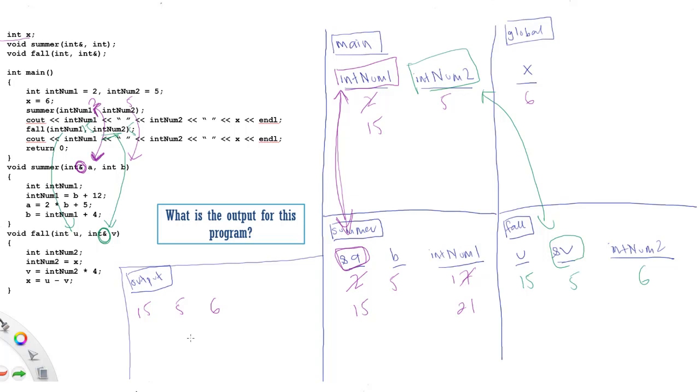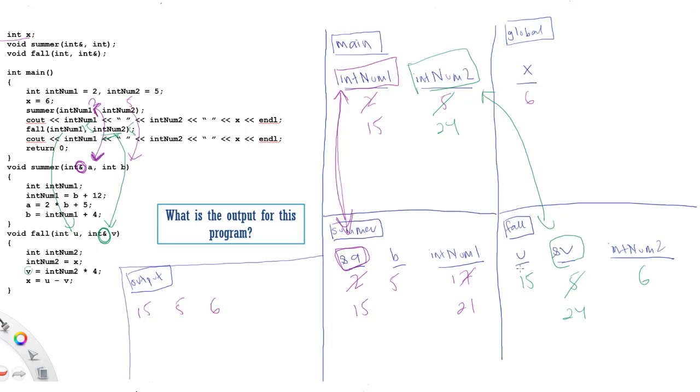Okay, let's take a look at the next line. v equals int num2 times 4. So we have int num2, which is 6. 6 times 4 is 24. So 24 will be stored inside v. So v is now updated to 24. Since v is a reference parameter, and it's linked to int num2, int num2 will now be updated also to 24.